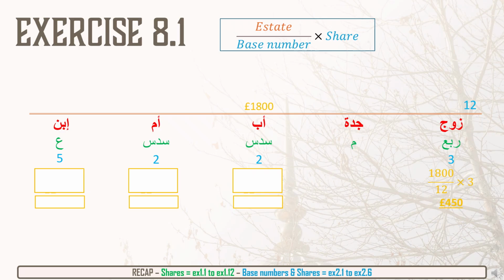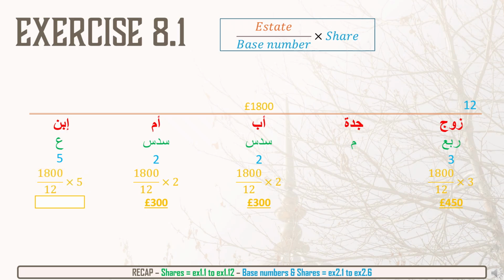Then for the father, we'll do the same thing. £1,800 divided by the 12 base number times 2 this time for the father, which equals £300. It's exactly the same for the mother. That's also £300. And for the son, we do £1,800 divided by the 12 base number and multiplied by the 5 shares for the son, which gives us £750. When you add all of them up, it will equal the £1,800 that we started off with.